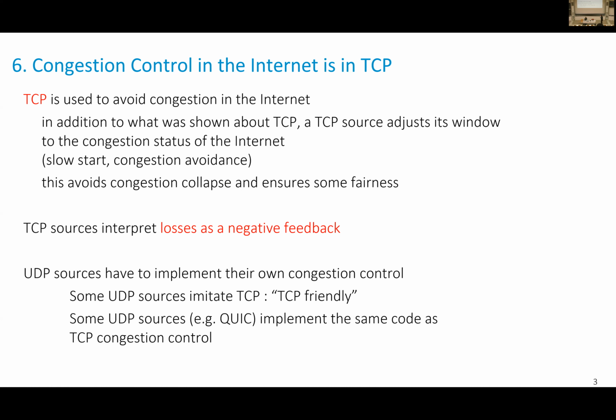So that was pragmatic. So TCP will use a variable to adjust its window to the congestion status of the path between the source and the destination, which we will see in a second here. Now, what is the negative feedback? Well, this is losses, packet losses.